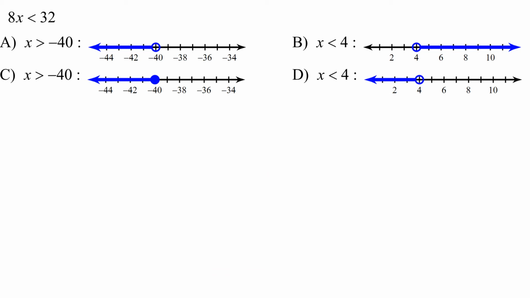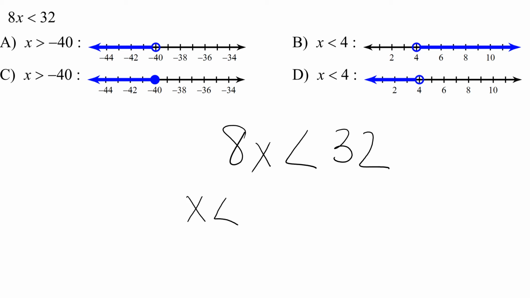And finally, our last example. This is 8 times our variable, 8 times a number, turns out to be less than 32. So now, let's think. We have multiplication. Opposite of multiplication is to divide. So I know x has to be a number less than whatever 32 divided by 8 is. Well, x then has to be a number less than 4 because 32 divided by 8 is 4.